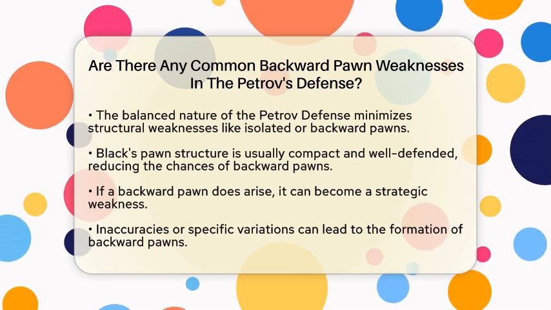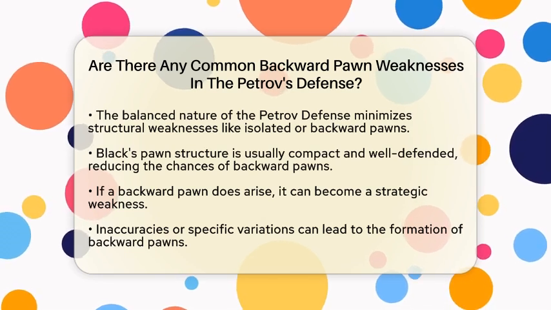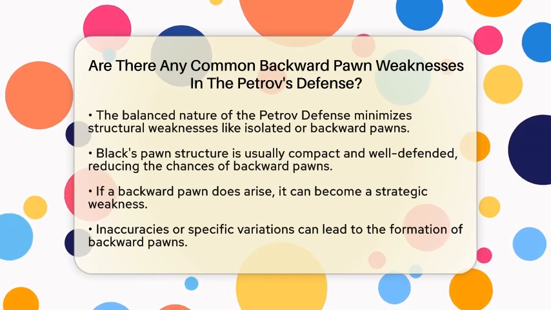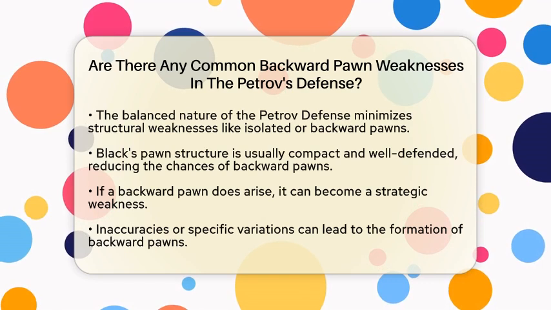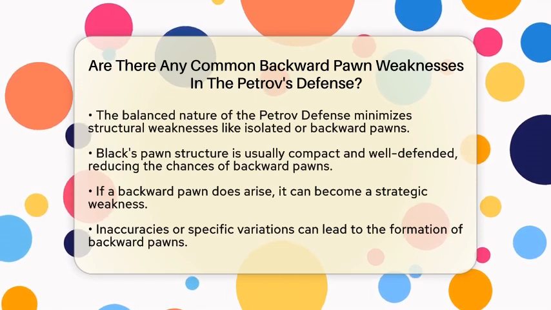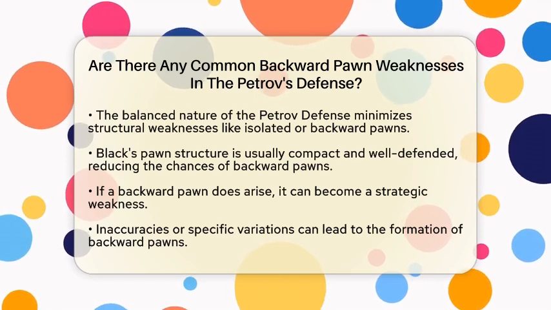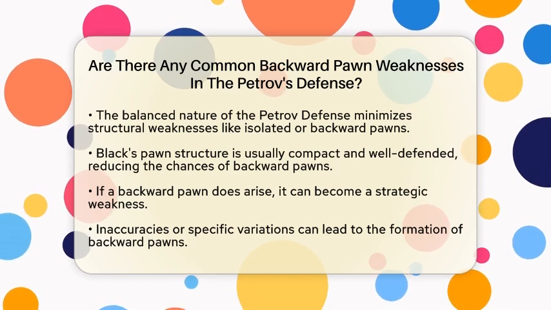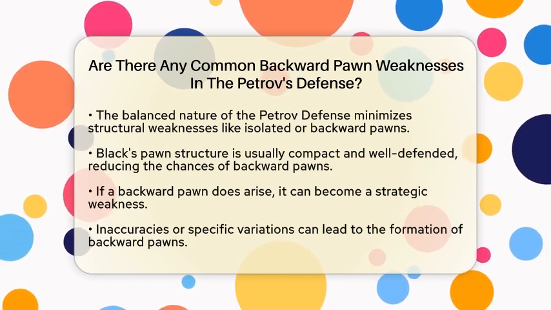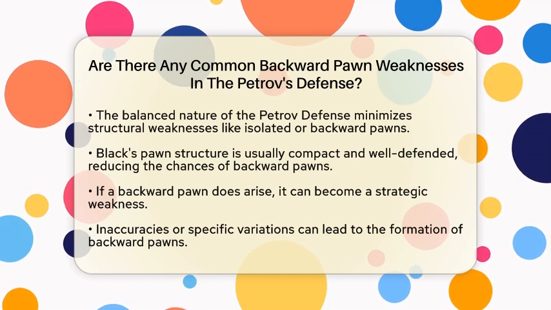In the Petrov defense, the positions are often balanced and symmetrical. This means that structural weaknesses, like isolated or backward pawns, are less likely to occur. Black's pawn structure is generally compact and well defended. This solid setup helps avoid creating a backward pawn that could become a long-term target.